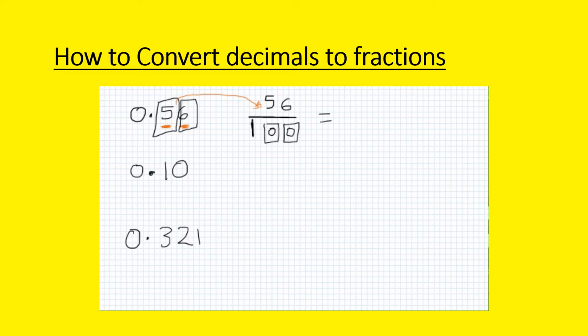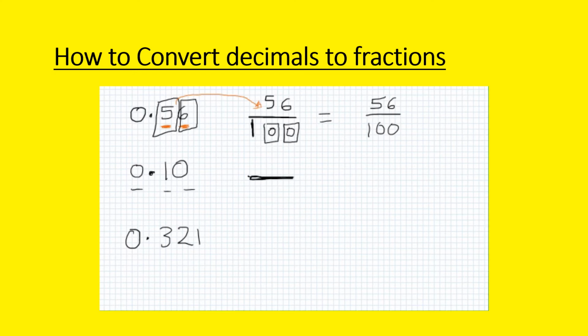So it looks like 5, 6 over 100. Let's try this one. Okay. How many digits do I have in total? 1, 2, 3. So I get my fraction ready. And now I'm going to get ready to write my digits in.